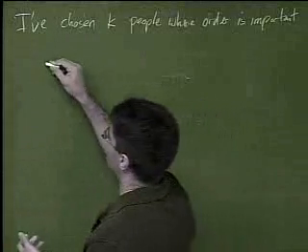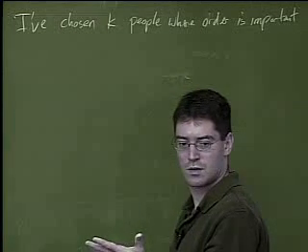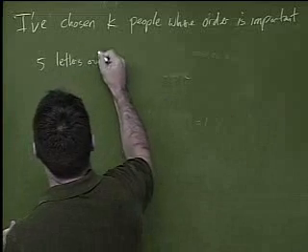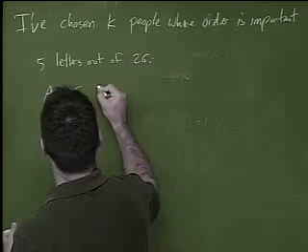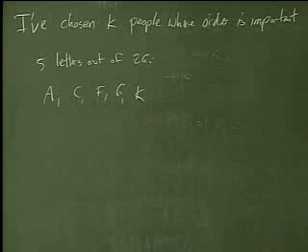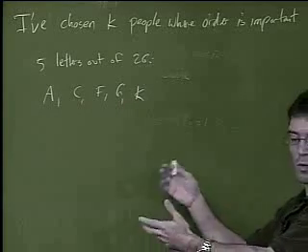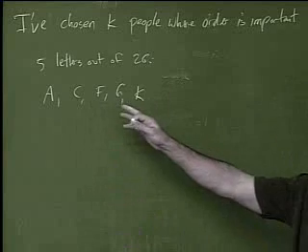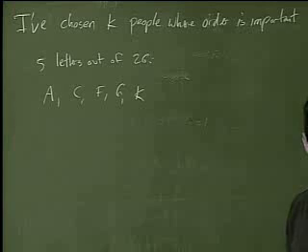So consider a group of... I mean, maybe now it's easier to choose letters in the alphabet. Suppose I've chosen 5 letters out of 26. Okay, suppose I've chosen A, C, F, G, K. Okay? If the order was important, how many different ways could I have chosen these 5 letters? There's k factorial ways, right?